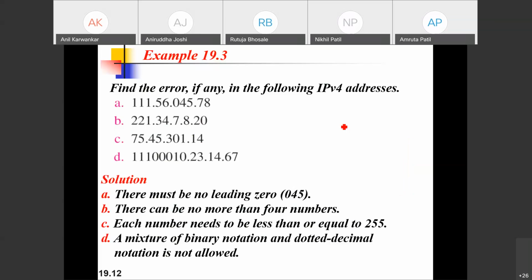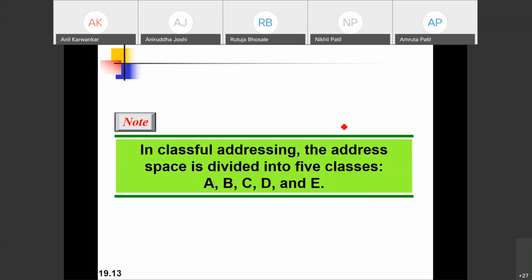This particular configuration gave rise to the address space configuration, the specified binary and dotted decimal representation. We have seen that there are 2 raised to 32 IP addresses. So, in order to provide proper standardization, one particular representation was suggested in the IP version 4 standard, and that suggestion gave rise to two different configurations.